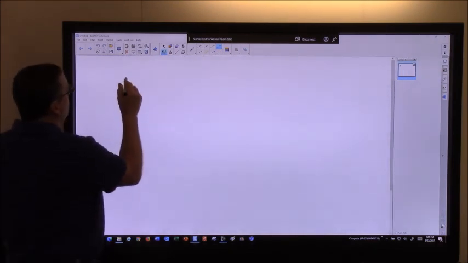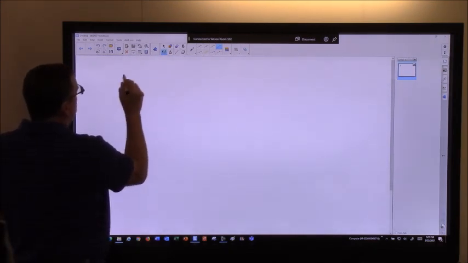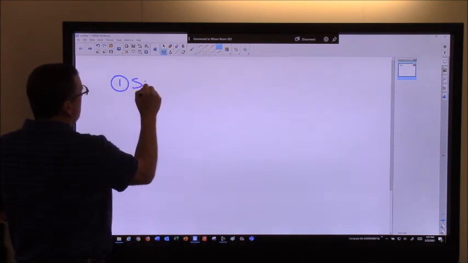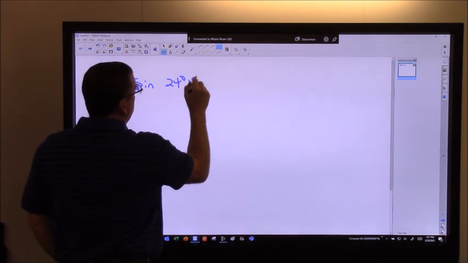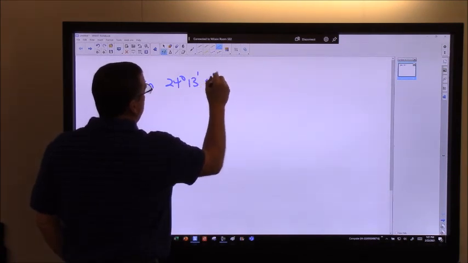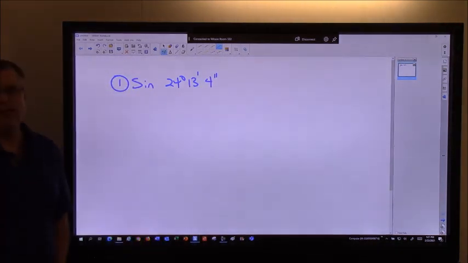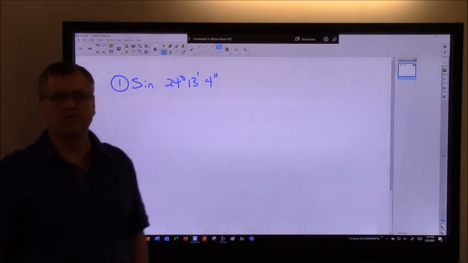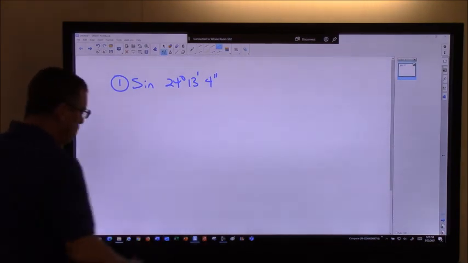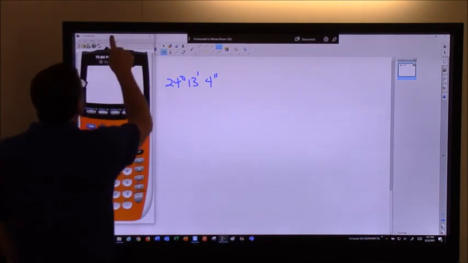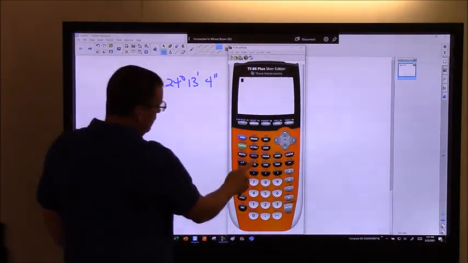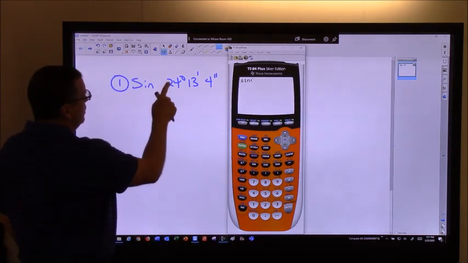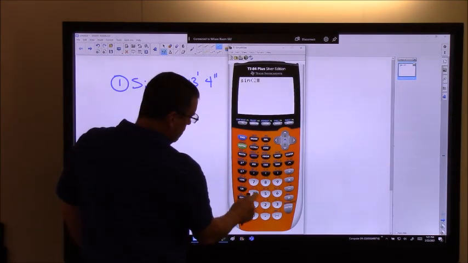Let's say that I want to find the, we'll start with the first one kind of easy. I want the sine of 24 degrees, 13 minutes, 4 seconds. How would I do that with my calculator? Okay. So let me pull up the calculator. Put that over here. And so I want the sine of 24 degrees.